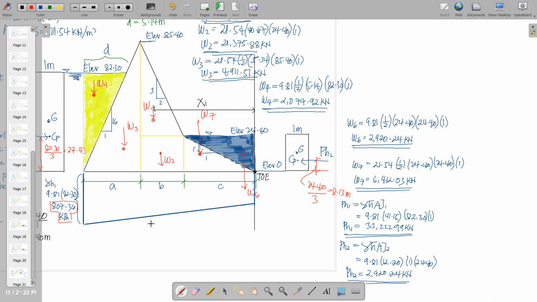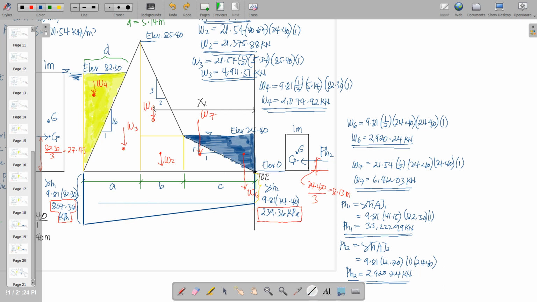So we will have a pressure of 807.36 kilopascal. And then for this side, we have gamma H2, which is 9.81 by 24.4. And that will be equal to 239.36 kilopascals.